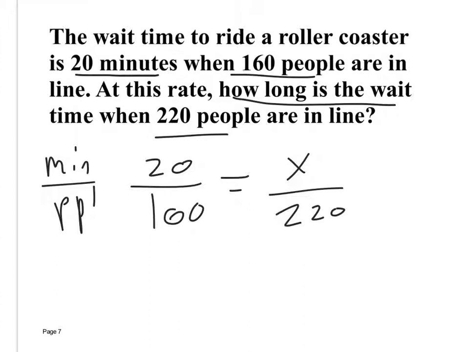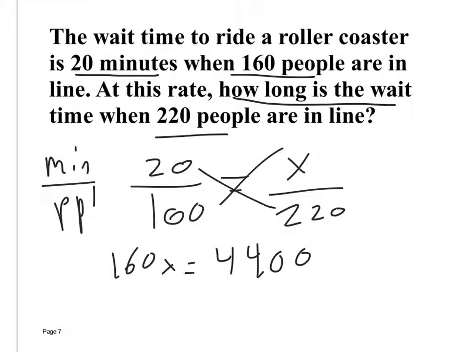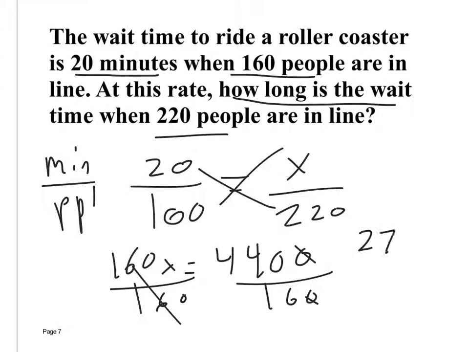We cross multiply anytime you have proportions like this. So I have 160x is equal to 20 times 220, which gives you 4,400. Divide by 160, which I would take 10 out of those, and I take 440 divided by 16. When I do that, I get 27.5 minutes. So X is equal to 27.5 minutes.